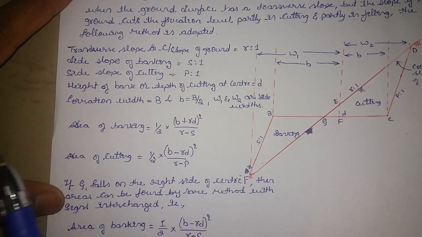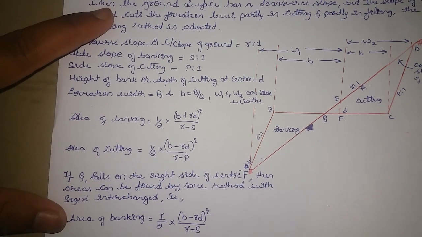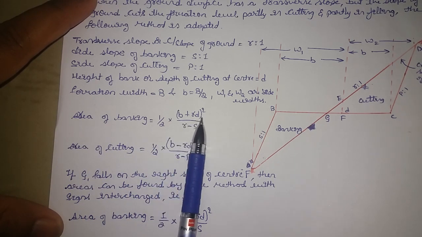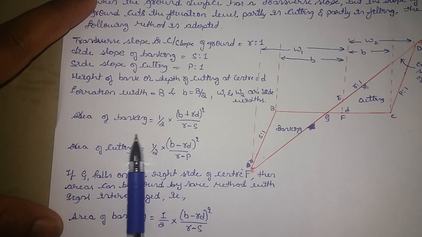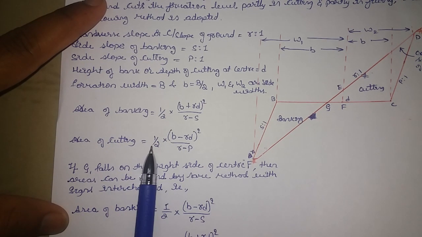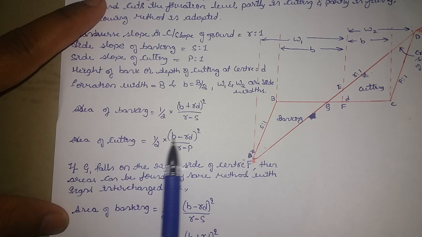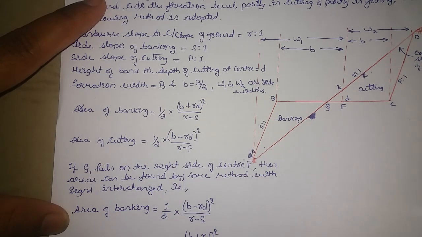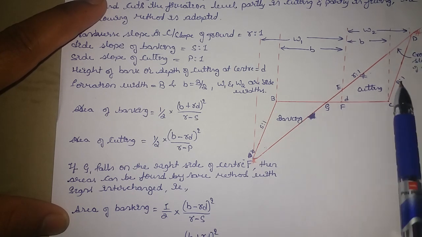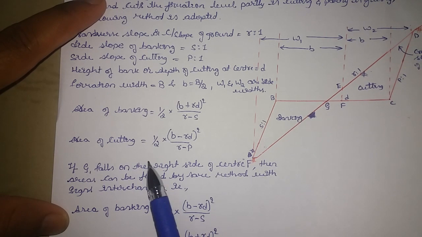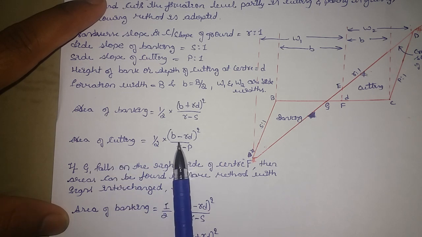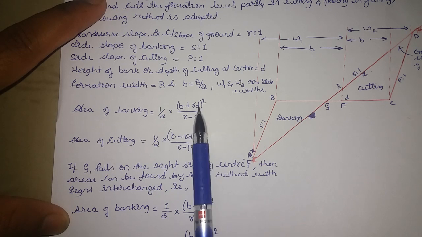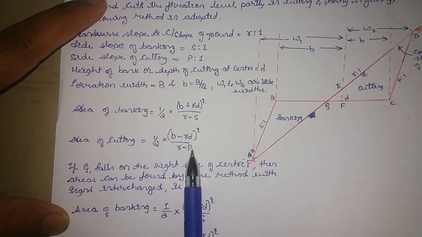Previously we got only one area for both banking and cutting, but here you are going to get different formulas. The area of the banking is equal to 1 by 2 into (b plus rd) whole square divided by (r minus s). So this is for the banking. Similarly, the area of the cutting is equal to 1 by 2 into (b minus rd) whole square divided by (r minus p). See here, the side slope we have taken for the banking is s is to 1, and for the cutting it is p is to 1. So that part is changing, and while cutting we are getting subtraction, while in the area of the banking we are going for the addition: b plus rd whole square divided by s minus r d, and here b minus rd whole square divided by r minus p.